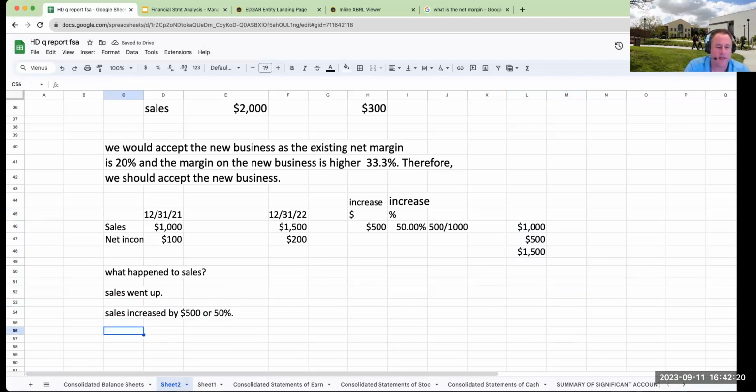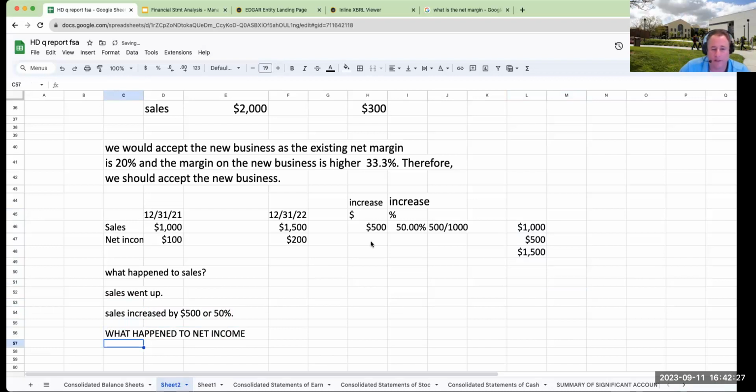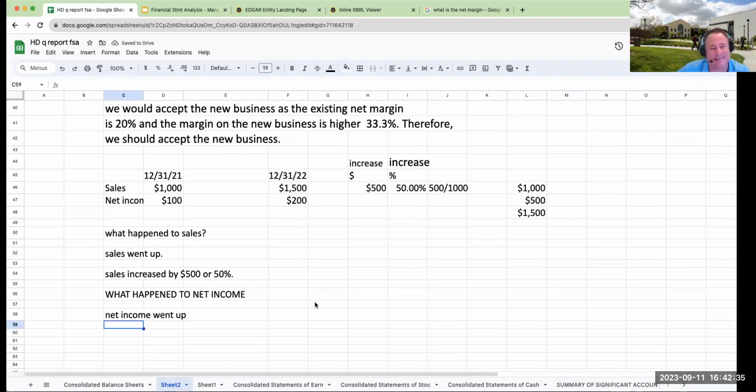What happened to net income? Well, if you say net income went up, you'd be correct, but that's not going to be correct on my exams. You need to quantify it. So how do we quantify it? Well, we're going to take the difference between the 2 years. And in this case, the increase is going to be 100%.